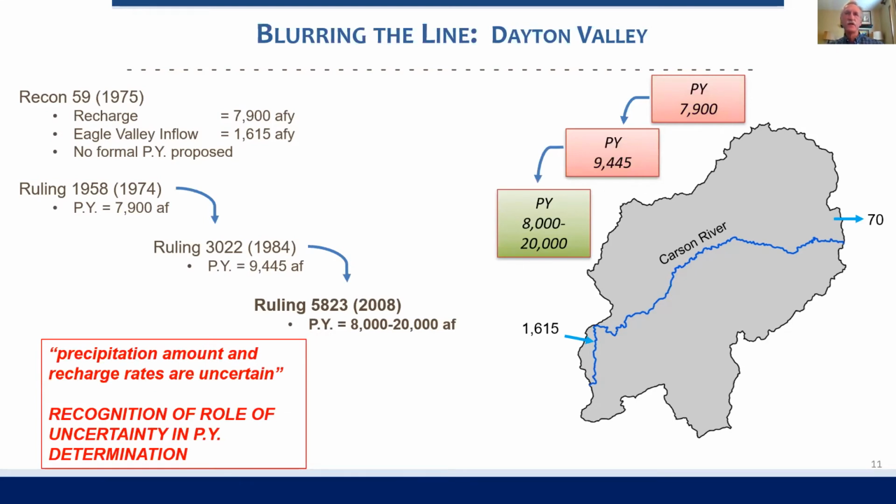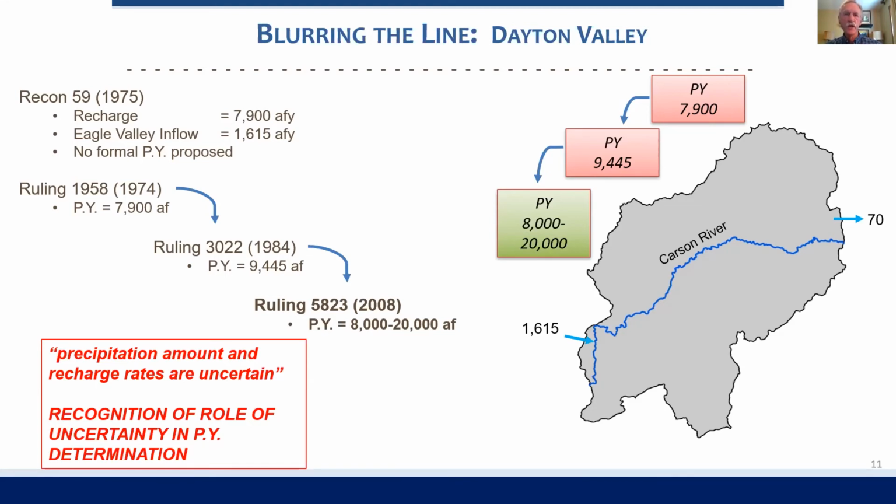Then 25 years later, in 2008, the state engineer revised the perennial yield again, this time noting that the basin recharge should be the measure of perennial yield, that being the precipitation on the basin itself, and that the underflow into Dayton Valley was reserved for the upgradient basin, Eagle Valley in this case. But the most unusual thing the state engineer did here, as Ed had mentioned, was to establish a revised perennial yield having a range between 8,000 and 20,000 acre-feet. That meant to represent the range of uncertainty in basin-wide recharge estimates.